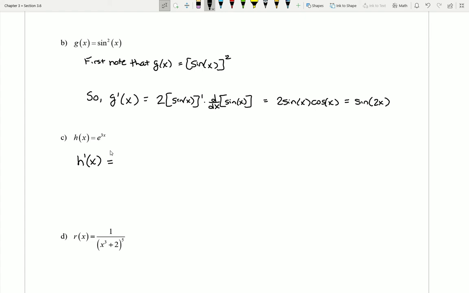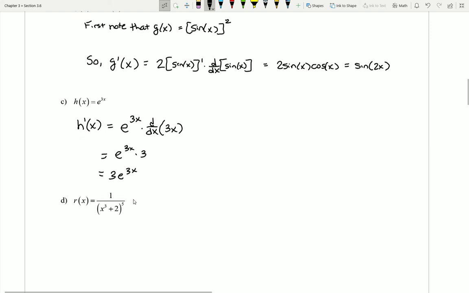And if I think back to my derivative rules, what's the derivative of e to the stuff? Well, if I think about the derivative of e to the x, that was always just e to the x. So here, my derivative of e to the stuff is just e to the stuff. And then I look at the stuff, and is it just an x up there? No, it's a 3x. So I'm going to follow up with a derivative of that. And so what I'm going to end up with is e to the 3x times a 3, or I could just write that as 3e to the 3x.